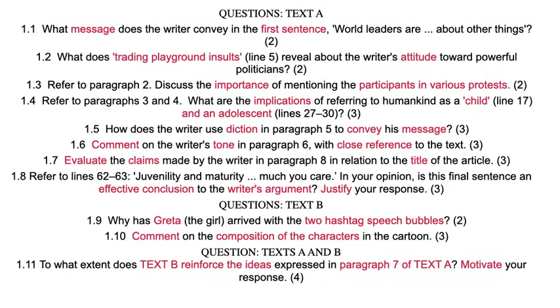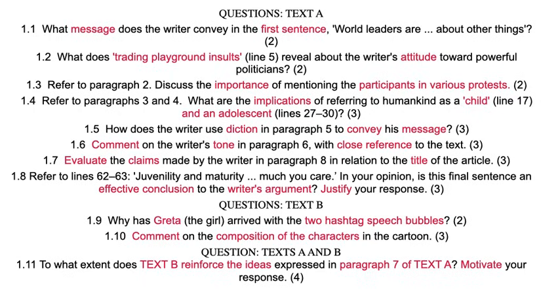1.4, so here's our first 3-mark question. Refer to paragraphs 3 and 4. What are the implications of referring to humankind as a child and an adolescent? So this is a very important question to understand where the marks are coming from. So you need to first establish what it means to refer to something as a child and an adolescent.